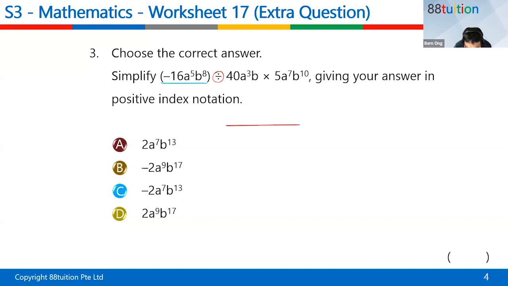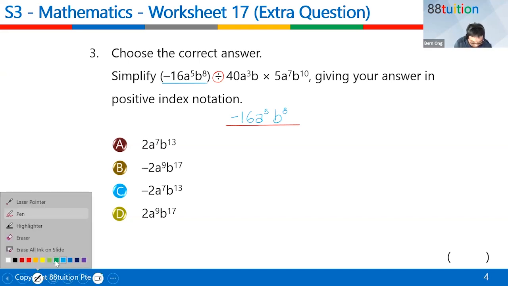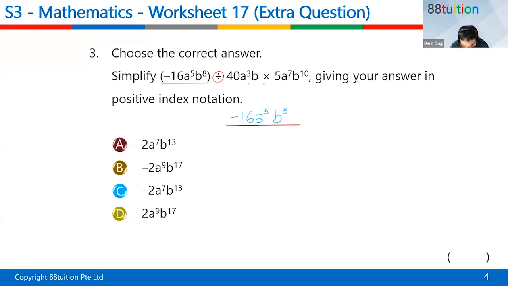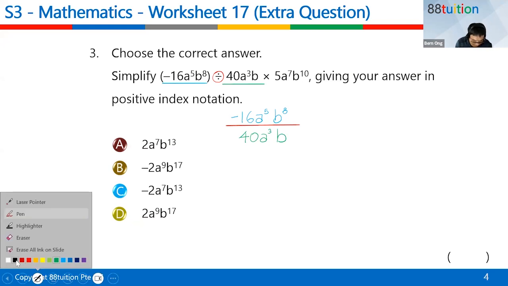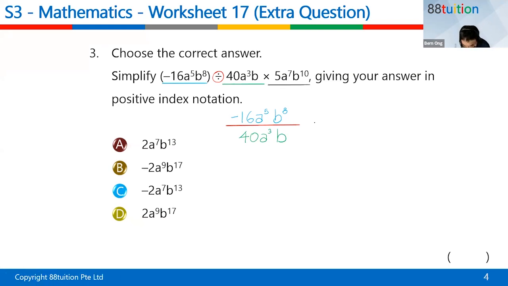Minus 16a^5b^8, you put it on top. Divide, you draw the red line already, right? 40a cubed b. Isn't this a little bit neater? Times. Oh, times is quite safe. Down here in the center.